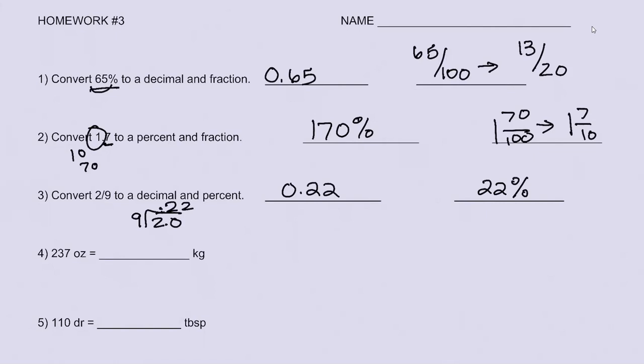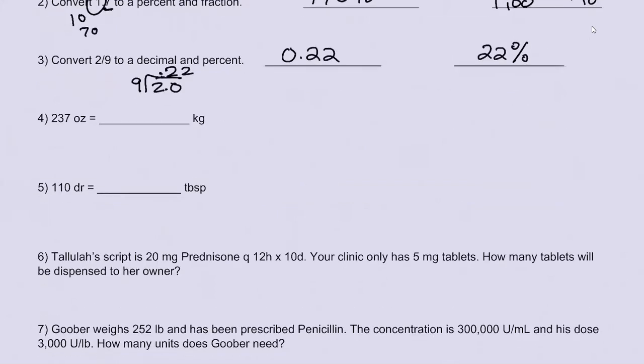For the next one, they're asking you to go from ounces to kilograms. And you guys are really good at already doing pounds to kilograms and kilograms to pounds. So we can do the same thing with this one. The only thing we need to do is convert your ounces into pounds. So how many ounces are in a pound? 16. So you had 237 divided by 16.